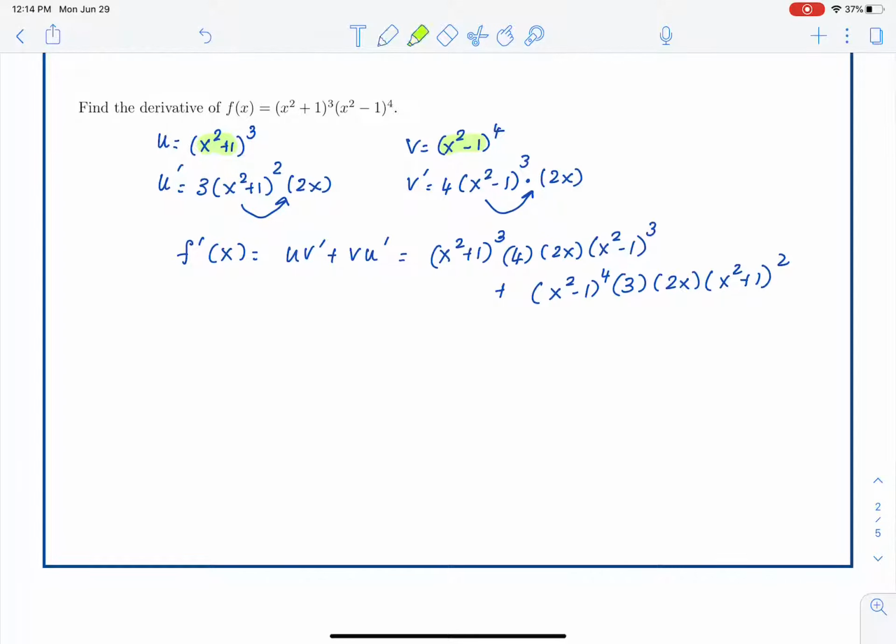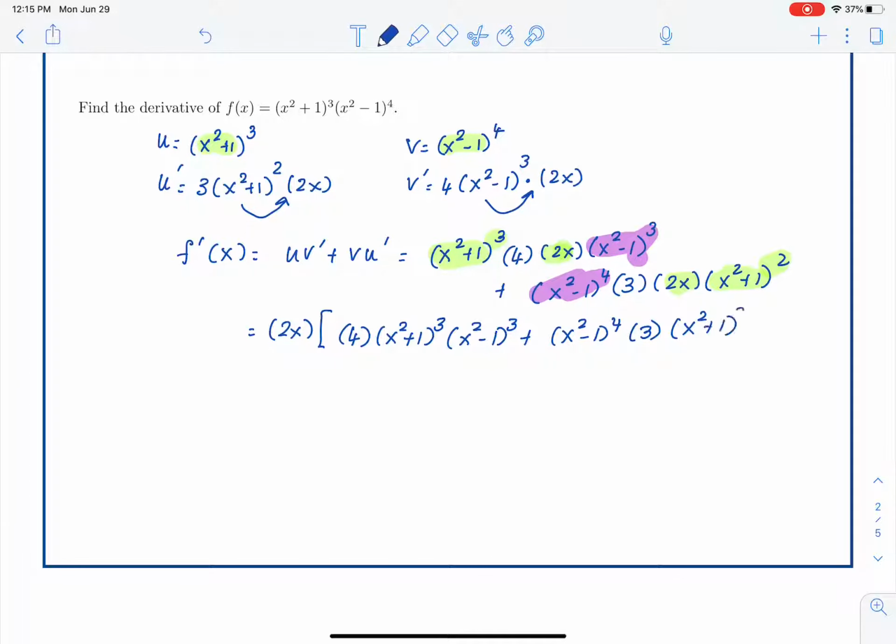I have a 2x in common. I have x squared plus 1 squared in common between those two terms. And I have x squared minus 1 cubed in common between those two terms. So if I pull 2x out, I'm left with 4 times x squared plus 1 cubed times x squared minus 1 cubed plus x squared minus 1 raised 4 times 3 times x squared plus 1 squared.